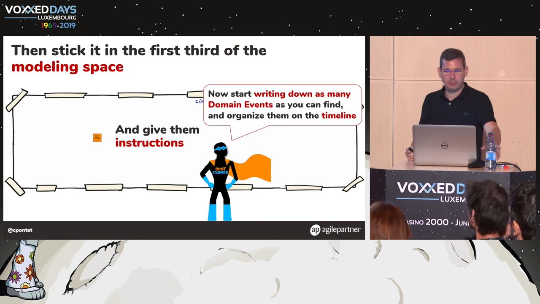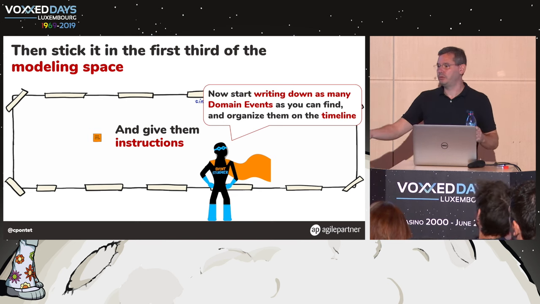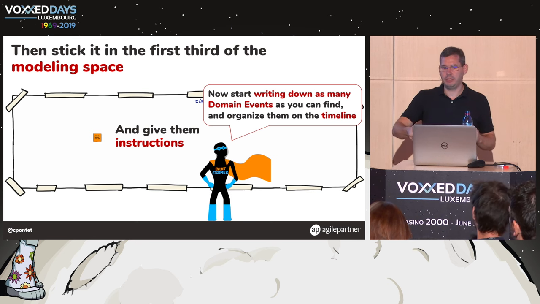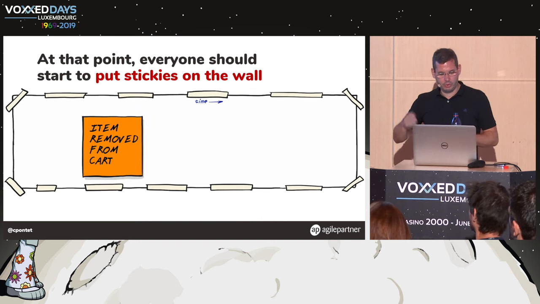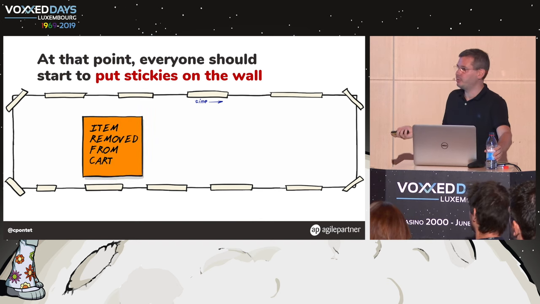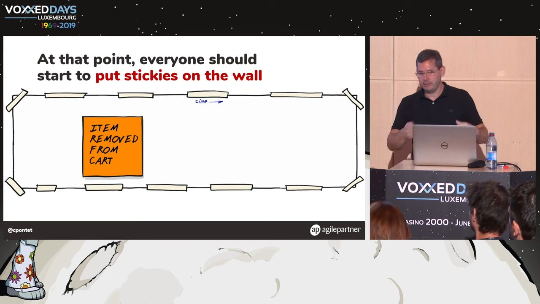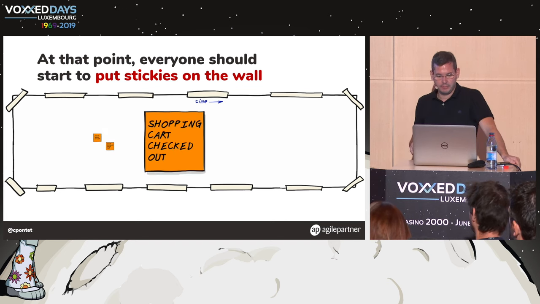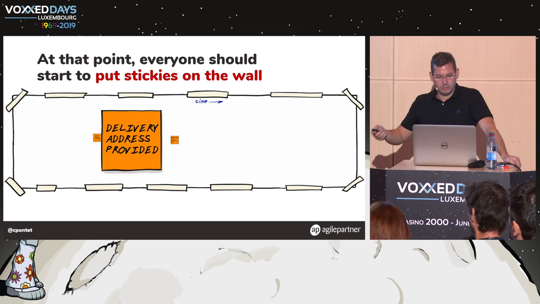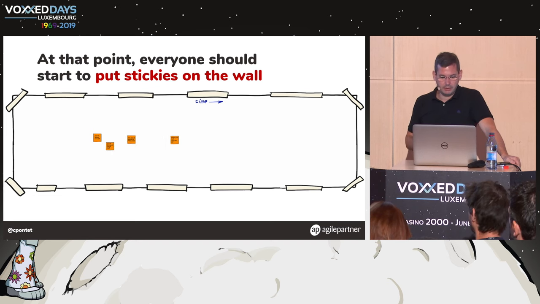And then you tell people, okay, now you know the rules. Everybody has stickies, everybody has markers. Orange stickies, by the way, it's very important, color coding. And then everybody should start writing down some events. So we start with item removed from cart. That's the parallel of the other. And then we have shopping cart was checked out. And then the delivery address was provided.